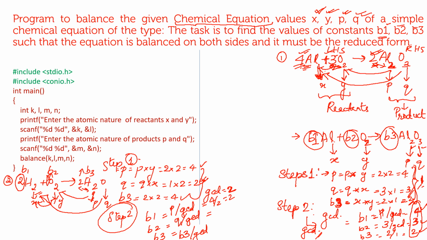What will be your B2? B2 will be equal to Q. Q is equal to 2 divided by 2, which is equal to 1.